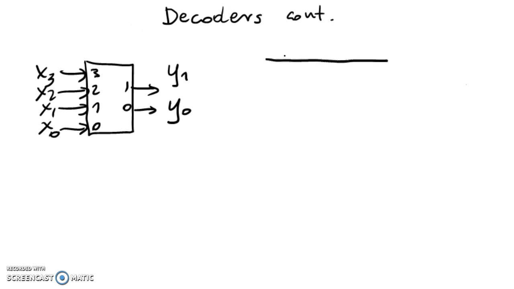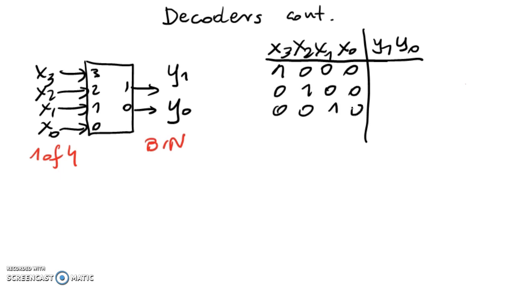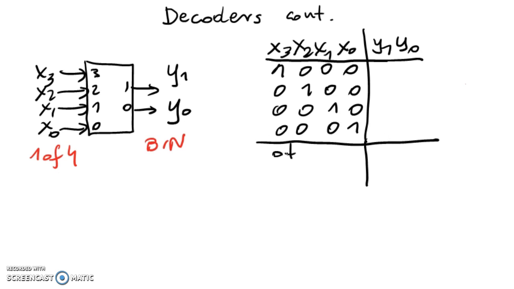So you've got 4 inputs, x3, x2, x1, x0, and 2 outputs, y1 and y0. And because it is a 1 of 4 code, and here is binary code, and the rule is exactly the same, similar as in the case of common decoder. So you've got all the valid sequences on the input sequences, and here you will have other cases.